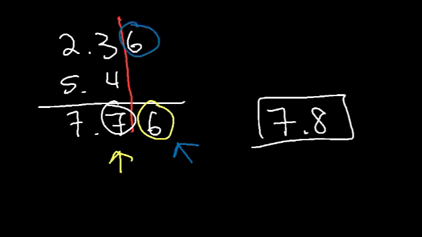Now here we're uncertain about the hundredths place, but here we're uncertain about the tenths digit. So we need to round it to the tenths digit. So it's 7.8. Try this one. 7.2361 and 8.42.